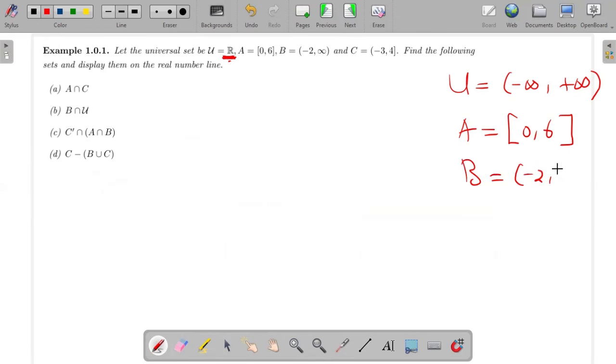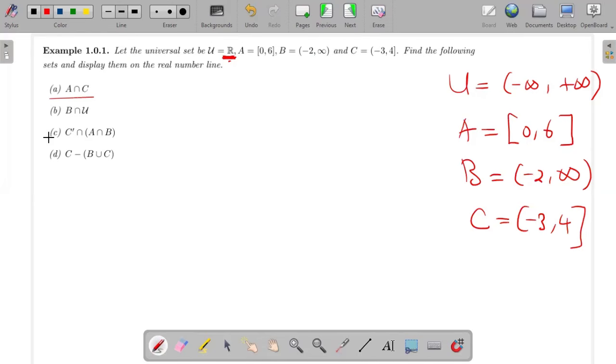So sometimes with positive infinity, they won't include the positive sign, just like all positive numbers. Okay, they'll just write infinity. C has been given as minus 3 and then 4. Okay, and then find the following sets and display them on the real number line. Okay, all right. So the first one here, they've said we should find A intersection C.